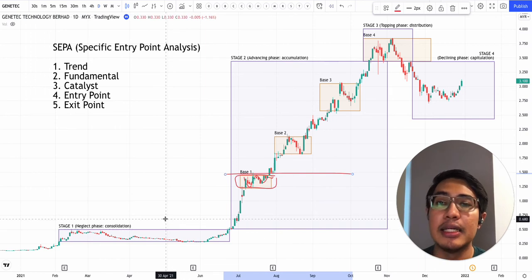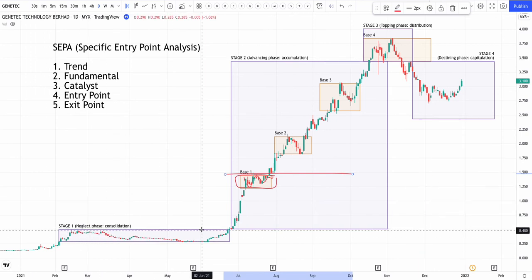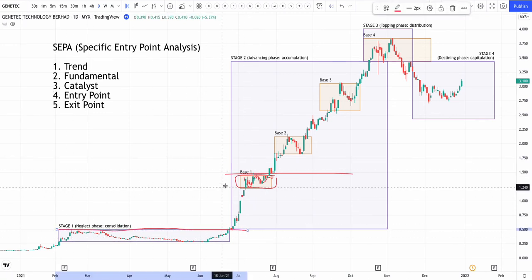Another good entry point is when the price breaks stage one, provided that it also shows the VCP pattern. But here, it doesn't show a clear VCP pattern, so this is totally a normal breakout. But here we can see a VCP pattern.